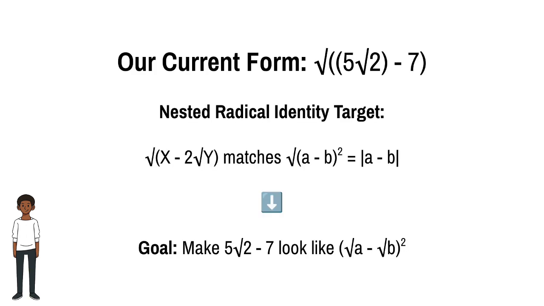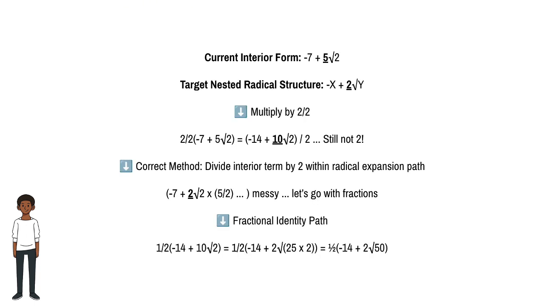Step 3. We have the square root of 5 roots of 2 minus 7. This still looks complicated. To proceed further, we need to apply the algebraic identity for simplifying nested radicals. Our goal is to transform the interior term, 5 roots of 2 minus 7, into a perfect square trinomial structure, which typically looks like the square root of a minus the square root of b, squared, equals a plus b minus 2 roots of ab. Notice the target form requires a coefficient of exactly 2 in front of the nested radical term. We have the term 5 roots of 2, the coefficient is 5, but our identity requires a 2.